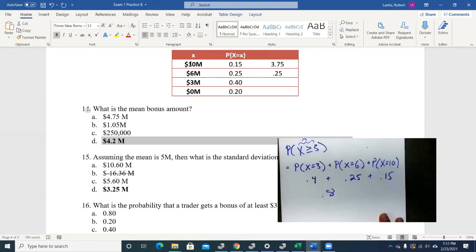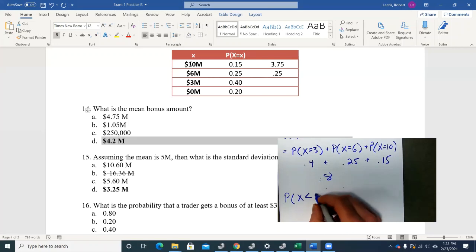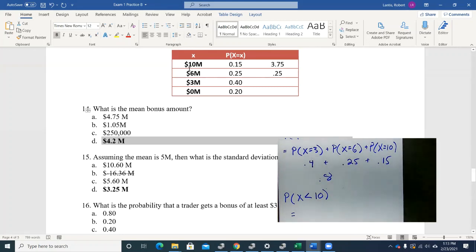Now, this one would have been a little bit trickier. What if I wanted the probability that X is less than 10 million? What's the very first outcome that would have fit this criteria? 6 million, right? There's no equality, so I don't want to include the 10 million. And the very next outcome I could see is that X is equal to 6. And then after that, X is equal to 3. Then X is equal to 0, right?